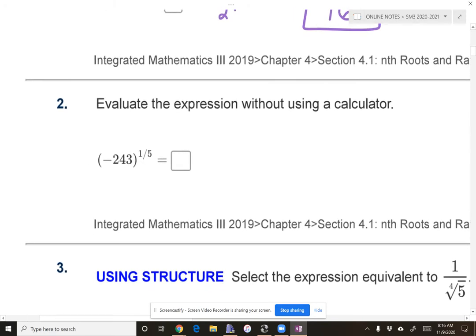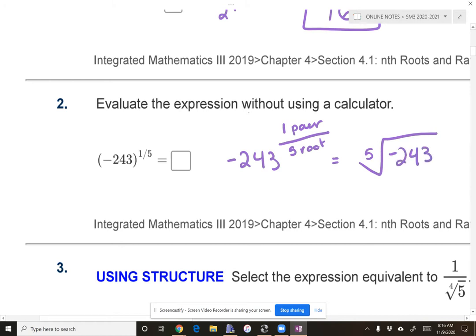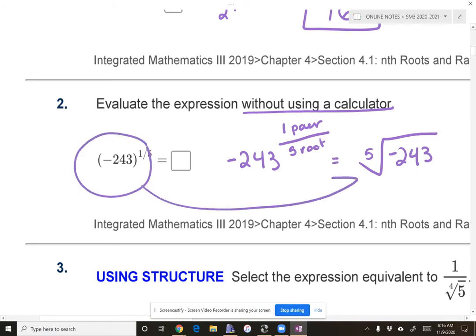And basically, we have to remember this. This means the first power and the 5th root. So this is the same thing as the 5th root of negative 243. And it says without using a calculator. And I'm going to tell you, I'll be honest with you. I don't think we know our times tables well enough to do it without a calculator. But I want you to understand that this means this.